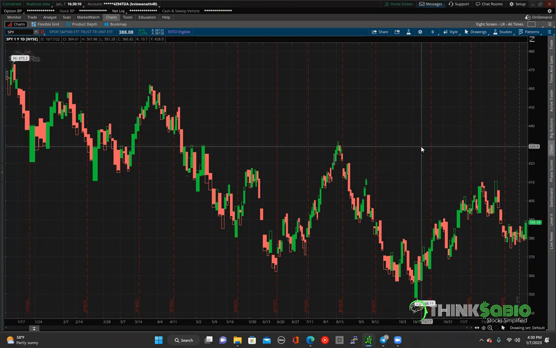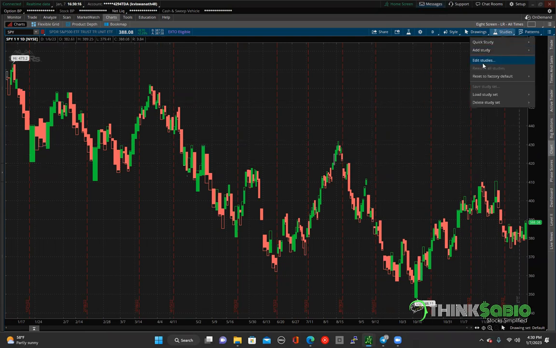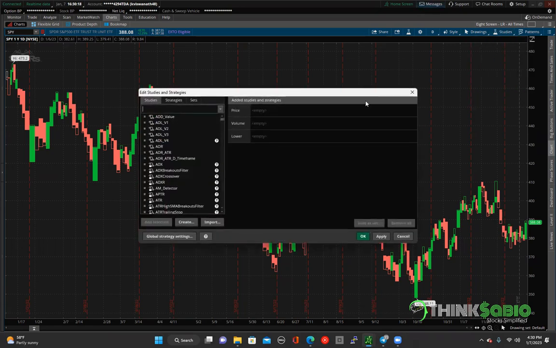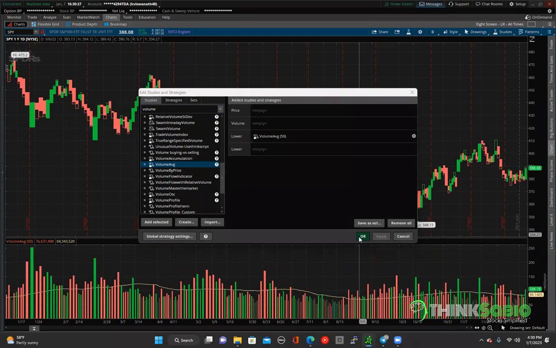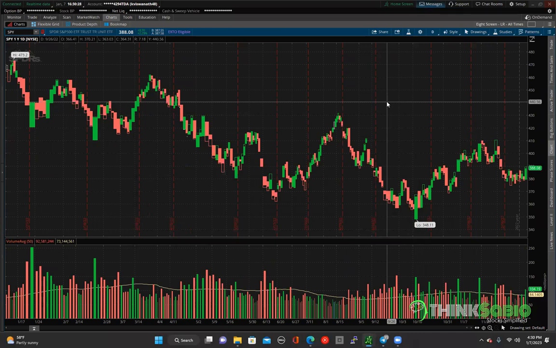So if you simply plot equivolume, some people have trouble looking at the volume at the bottom. I mean, you can go to studies, right? Sorry, I have too many volumes because I play with these volumes.